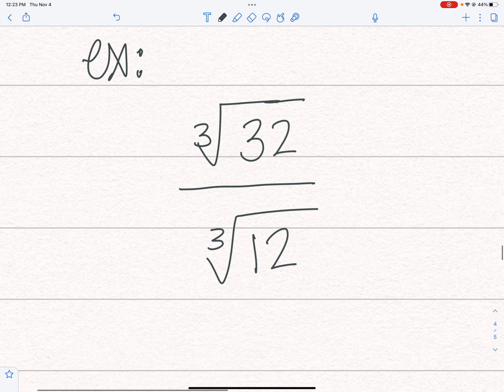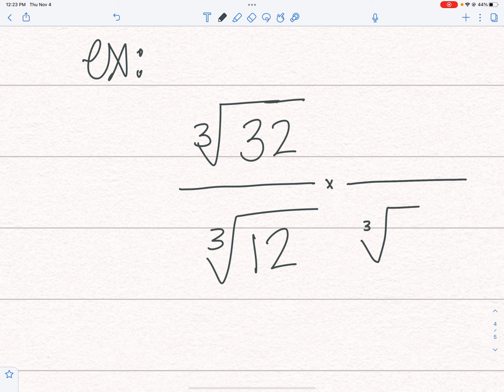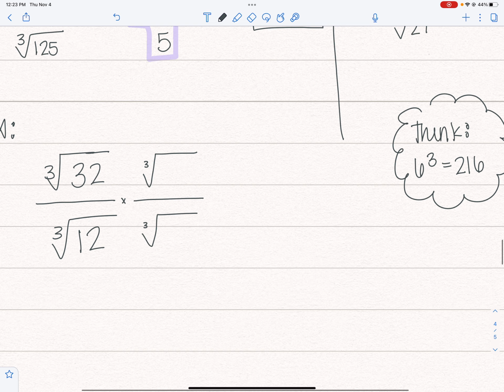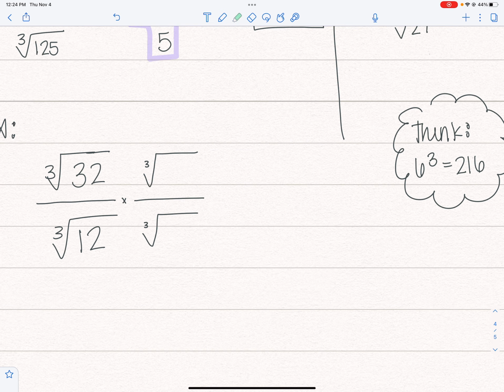All right, last one. The cubed root of 32 divided by the cubed root of 12. So, same thing. I'm looking for something to multiply top and bottom by to get the denominator to be a perfect cube. I looked at the chart, and I can multiply 12 by something to get to that perfect cube of 216. So 216 divided by 12 gives me 18. So 12 times 18 is going to give me 216. So I'm going to multiply top and bottom by 18.